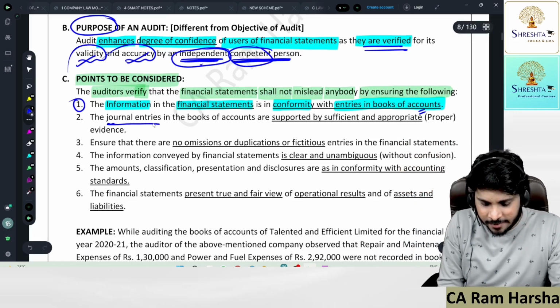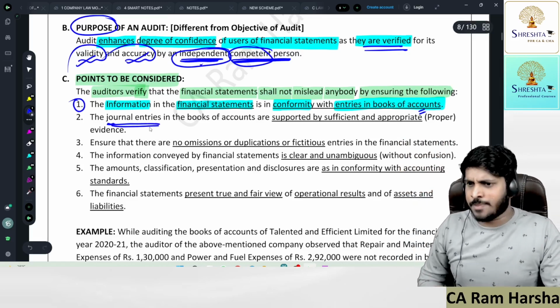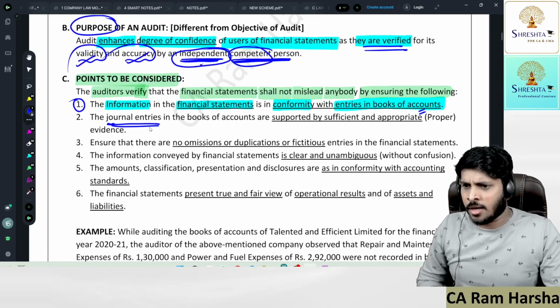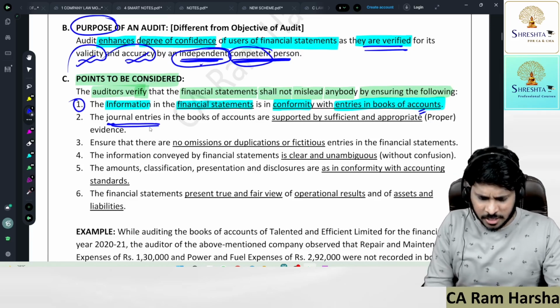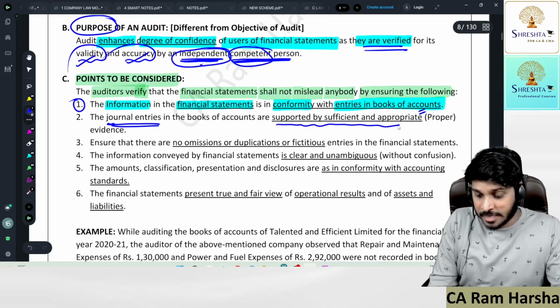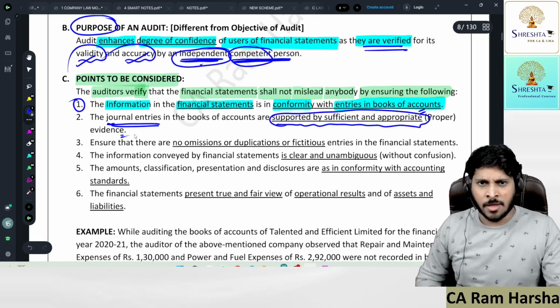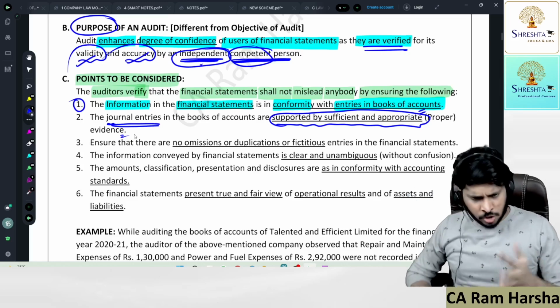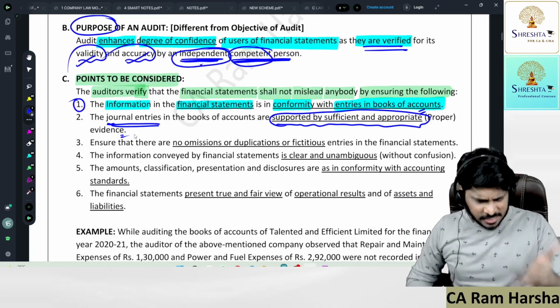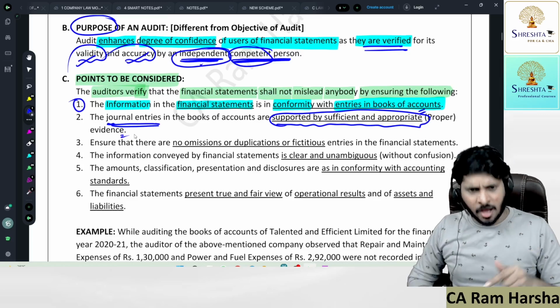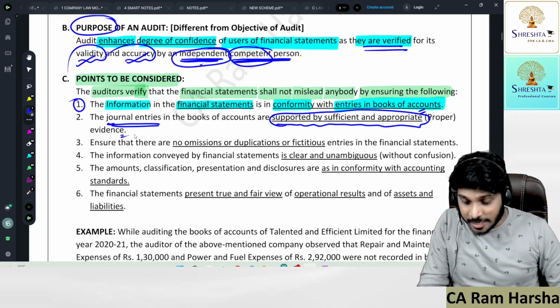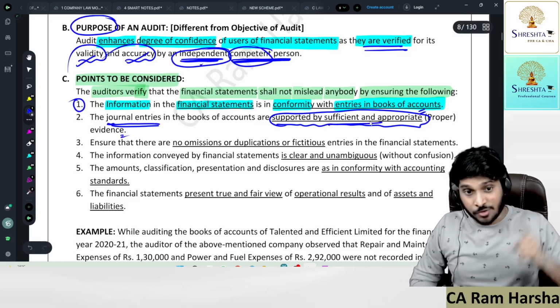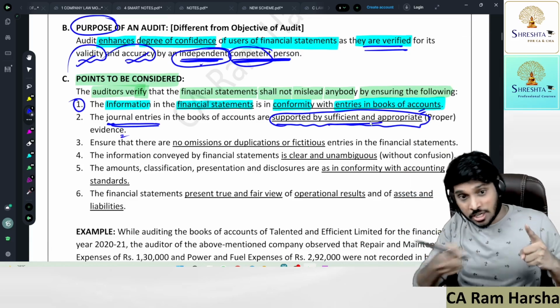Then I will see each and every journal entry. Day 1, April 1st, purchases from X Limited. Goods purchased on credit, a journal entry. Are they supported by sufficient and appropriate evidence? You said purchases. From whom did you purchase? I purchased from ABC. Where is the bill? When did you pay the amount? Credit, where is the confirmation? That is called supporting. So first you check books, then you check supporting evidence.